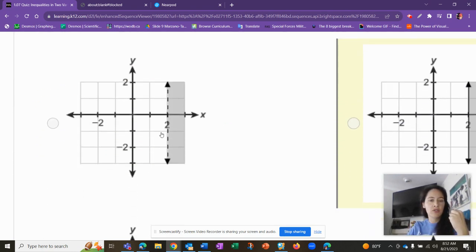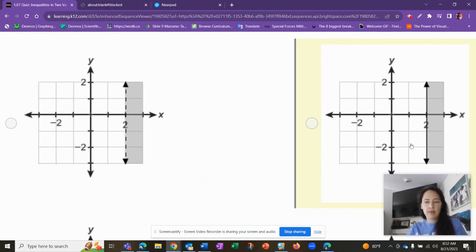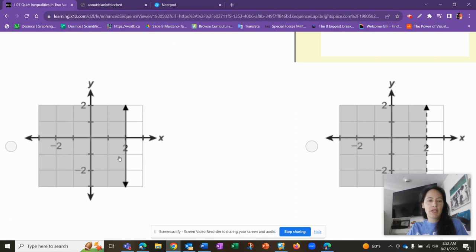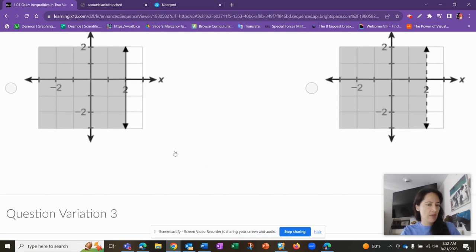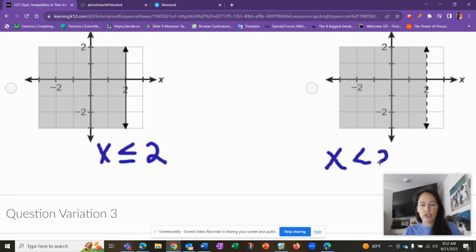That would be if it was strictly greater than. Here's the correct one. That would be if it was less than or equal to, and this would be if it was strictly less than 2. Think about it. Let me just write that real quick. This graph represents the inequality x less than or equal to 2. This represents x less than 2.